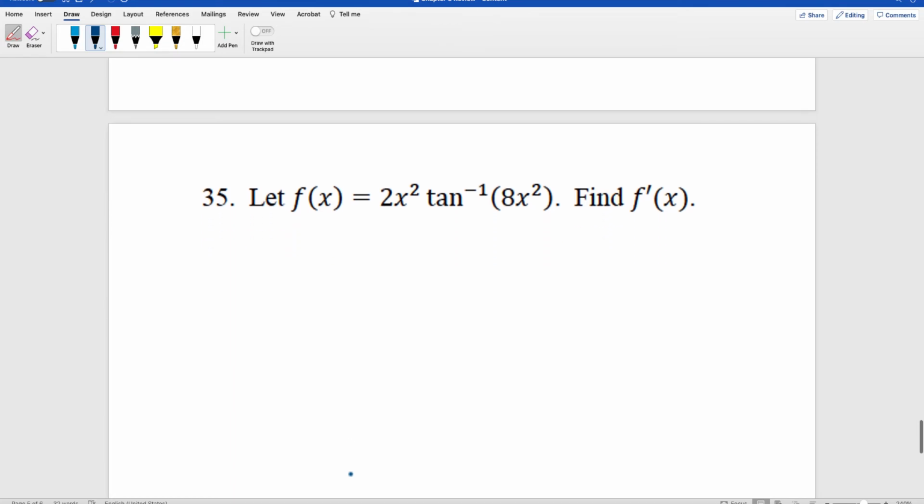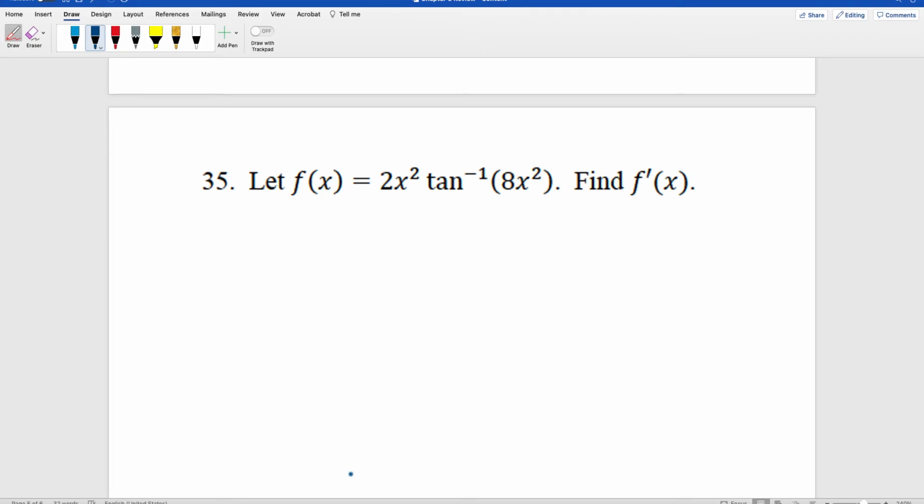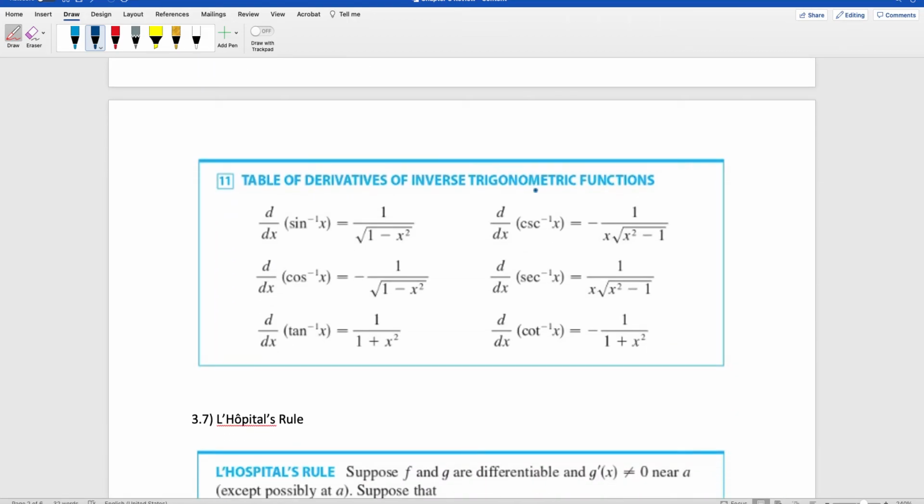Two more to go. So here's one inverse trig function. Again, this is question 35 from the review. So the only real new part, we have a product rule here because we've got a function in the front and this function. We just need to remember what is the derivative of inverse tangent. It's 1 over 1 plus x squared, I think, no square root. And again, it's always good to come back here. Yes, indeed, it is 1 over 1 plus x squared.